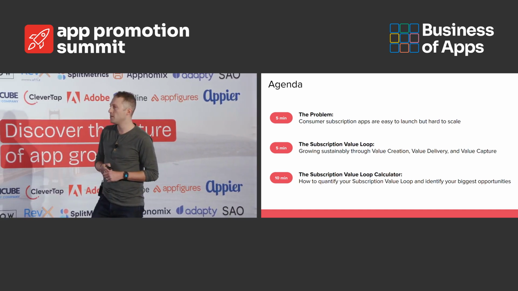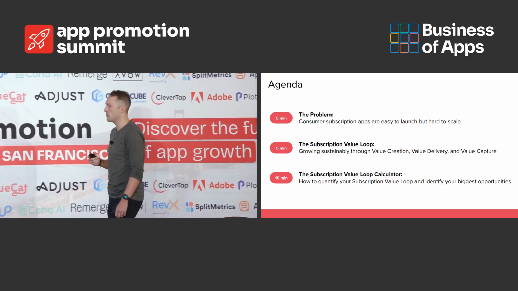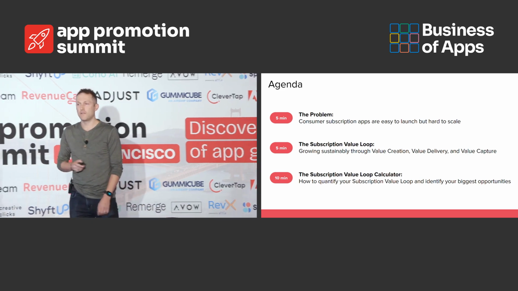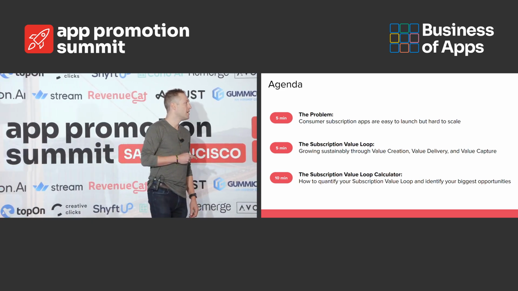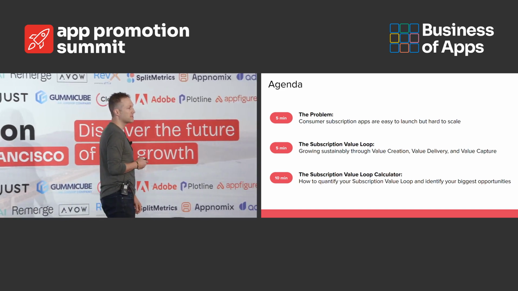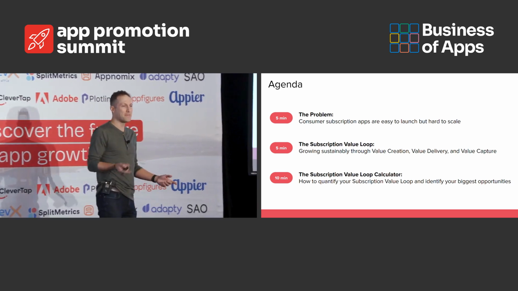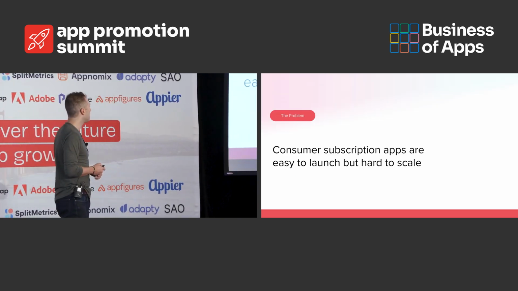And then finally, we're going to get into the subscription value loop calculator. This is a tool that I've been developing in partnership with RevenueCat that will help you quantify the performance of your own subscription value loop and identify your biggest growth opportunities. I'll also be talking about a few specific growth tactics that some of the top consumer subscription businesses use to accelerate their growth. Yesterday, I talked about many more of them. Today, I'm not going to have as much time, so I'll just talk about a few.